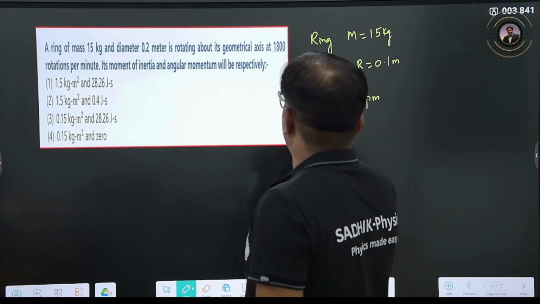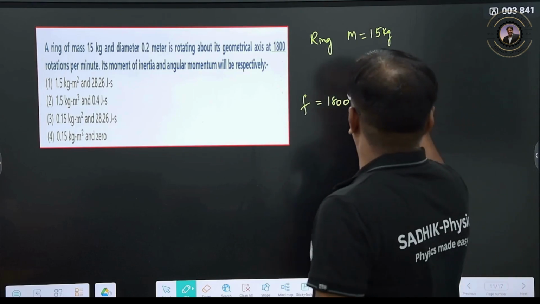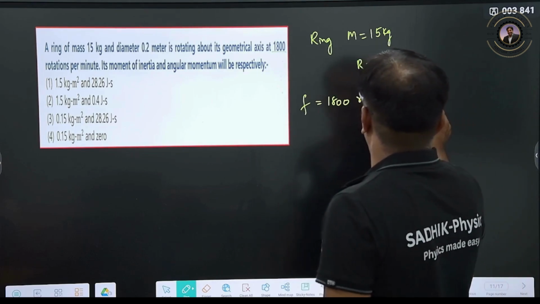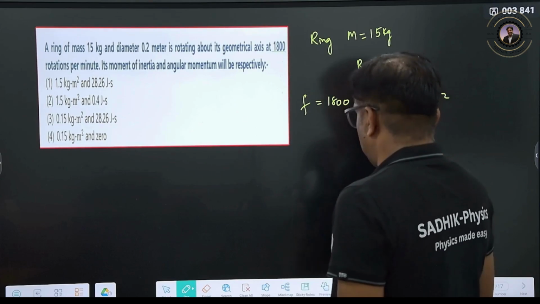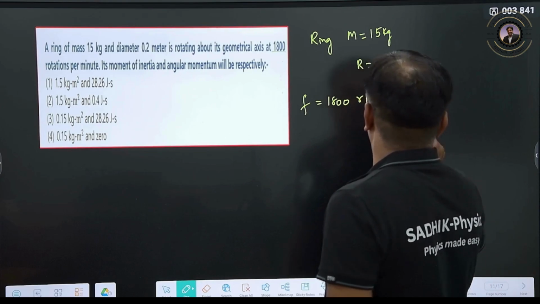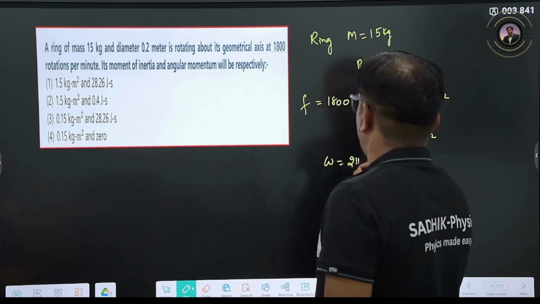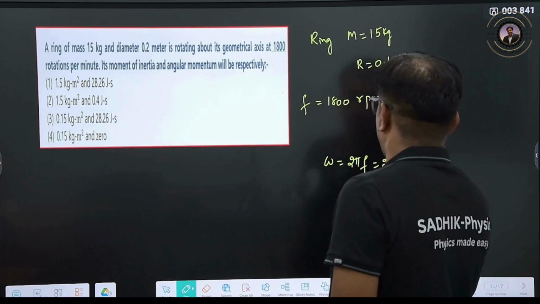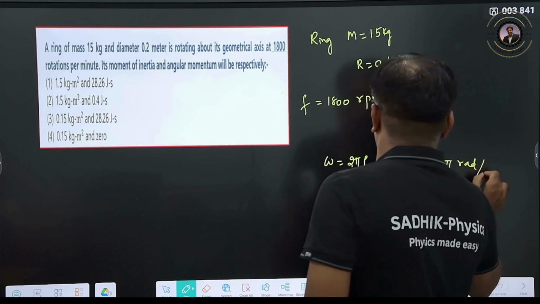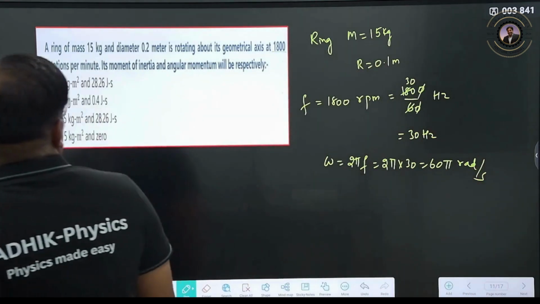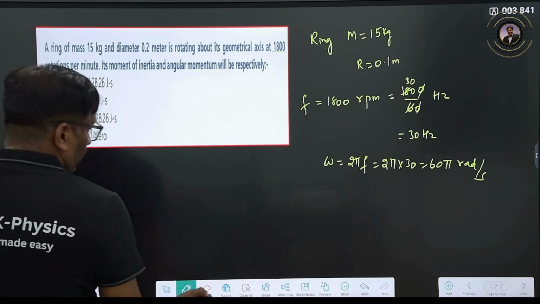So rpm is nothing but frequency, not omega. So we will write rps: 1800 divided by 60 hertz. 6 3s are 18, therefore 30 hertz. What is omega? Omega is nothing but 2 pi into f. So 2 pi into 30, therefore 60 pi radian per second. This is your omega. He is asking for the moment of inertia and the angular momentum. We want to calculate both of these.